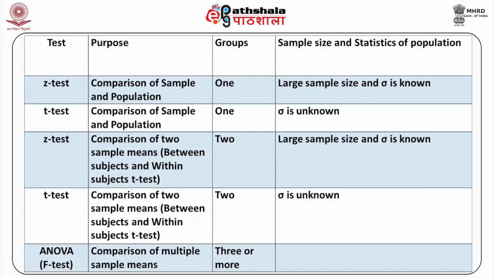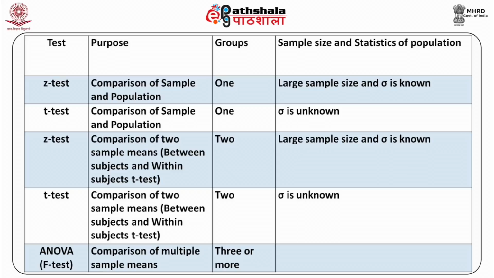Let us have a look. We can find that the 3 tests vary in their application on the basis of the purpose of the researcher, the groups that we have, that is the number of samples which are involved in the study, and of course the sample size and statistic of population. The z-test is used when the purpose is to compare the sample and the population.